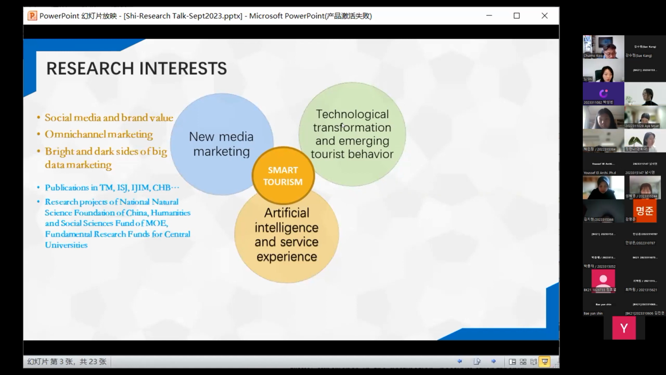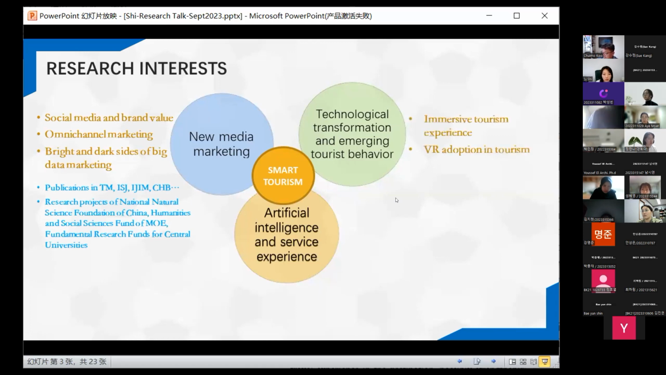And I've also got two national grants on this topic. They are both national grants in China, such as the National Natural Science Foundation of China and the Humanities and Social Science Foundation of the Ministry of Education. This is the area that I have been working in since my doctoral study. And the next one is technological transformation and emerging tourist behavior.